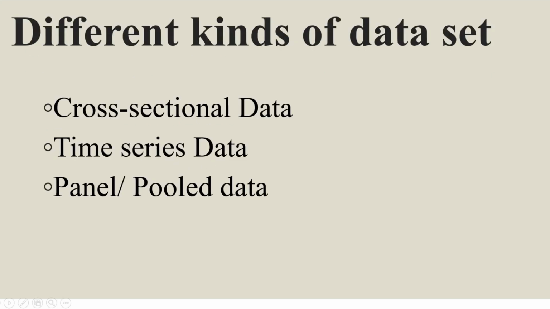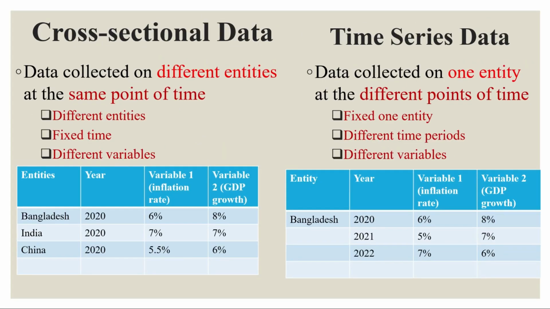First of all, I will start with the different kinds of data sets. There are basically three kinds of data set. One is cross-sectional data, another one is time series data, and the last one is panel or pool data. Now, what is cross-sectional data? Basically, cross-sectional data are when data are collected on different entities at the same point of time.